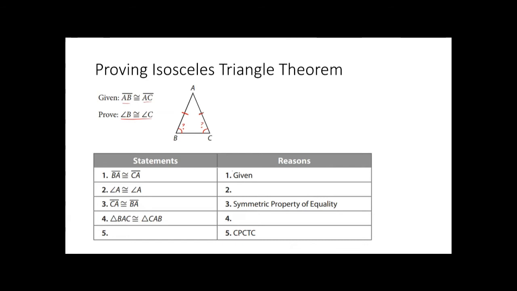So BA is congruent to CA, that's given. Now angle A is congruent to angle A. So angle A is congruent to itself, and that's because of the reflexive property. Now CA is congruent to BA. That's the symmetric property of equality. Basically, they're pretending this triangle is perfectly symmetrical, therefore the reflexive can be applied. So we're still kind of talking about rigid motion reflection. All right, so triangle BAC is congruent to CAB.